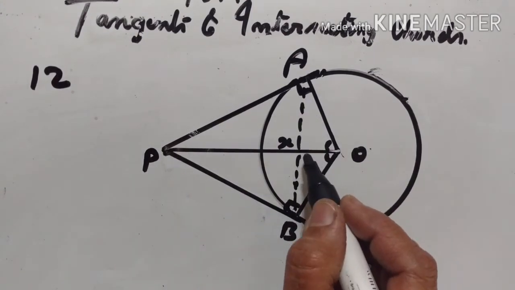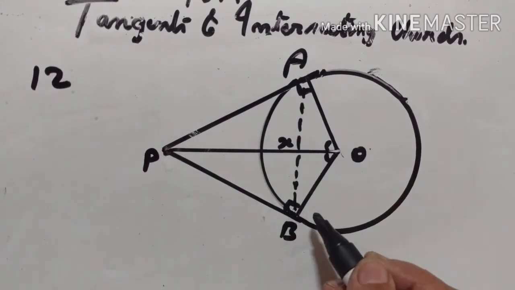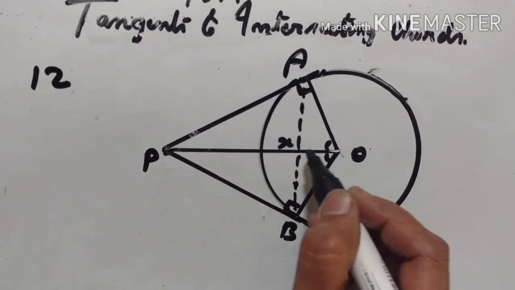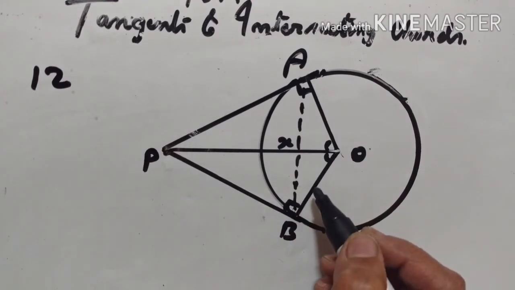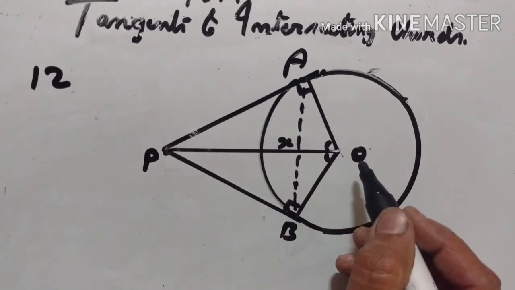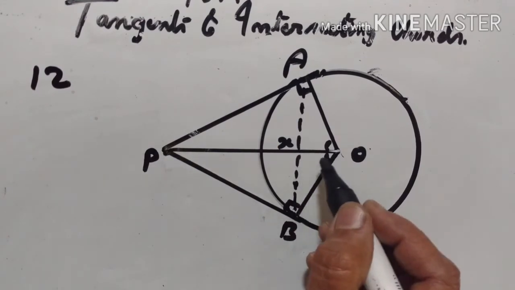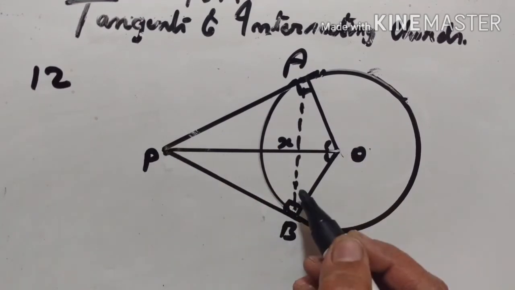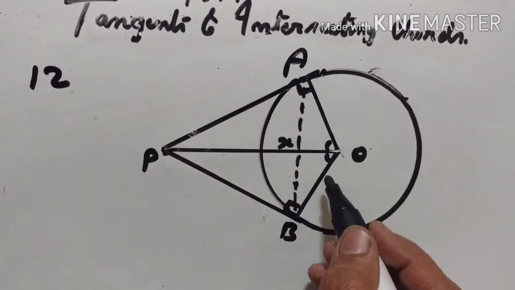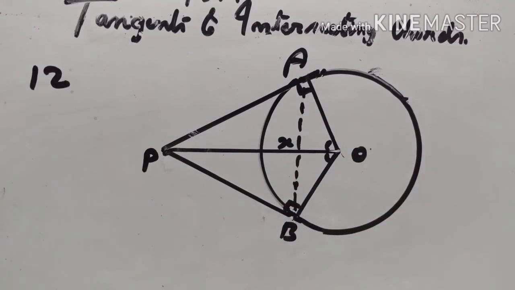Now we have to prove that it is perpendicular. Now angle OXA is equal to angle OXB, CPCTC. But they are adjacent angles. Angle OXA and angle OXB make a linear pair. Therefore, angle OXA plus angle OXB is equal to 180. Therefore, angle OXA is equal to 90 degree and angle OXB is equal to 90 degree. That means OP is perpendicular. OP bisects AB and OP is perpendicular to AB. Therefore, OP is the perpendicular bisector of chord AB.